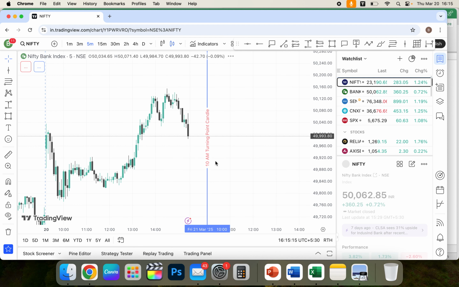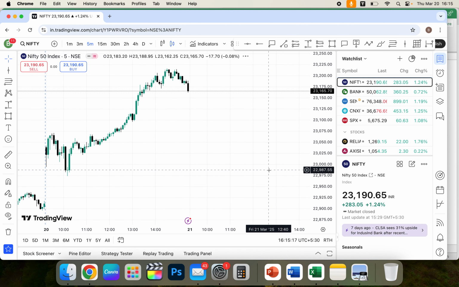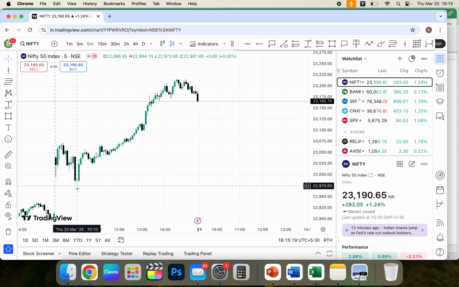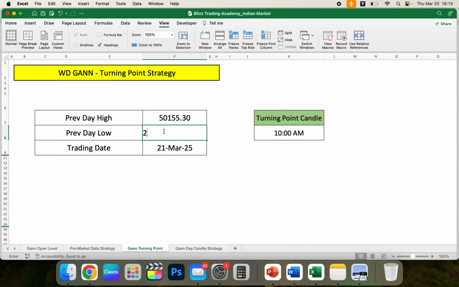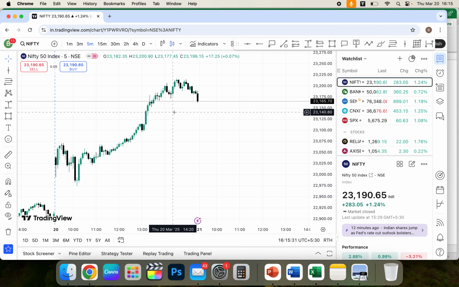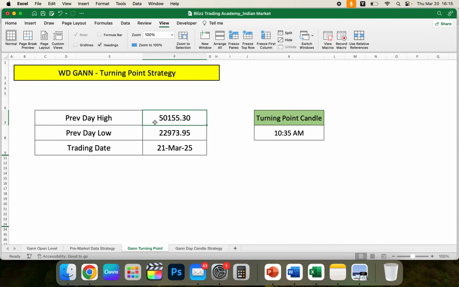Okay, let's see Nifty. The low is 22,973.95. The high is 23,216.70. Okay, for Nifty, it's going to be the 9:25 a.m. candle.